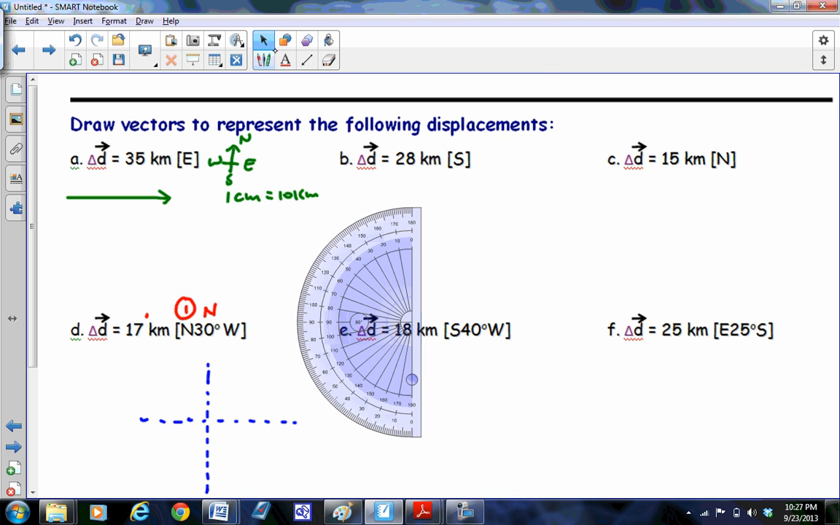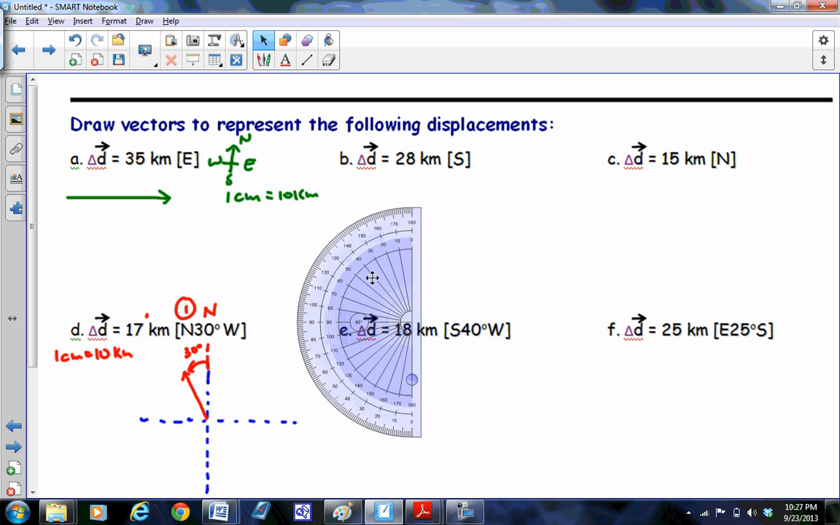So here's the deal. I need to have some kind of scale. So here my scale is going to be 1 centimeter, so 10 kilometers, right? 10 kilometers or tens. So I'll put my ruler on here, line it up with the 30 degrees. And my line is going to be 1.7 centimeters long. There we go. My line is exactly 1.7 centimeters. And I remember I measured 30 degrees from the north over to the west.